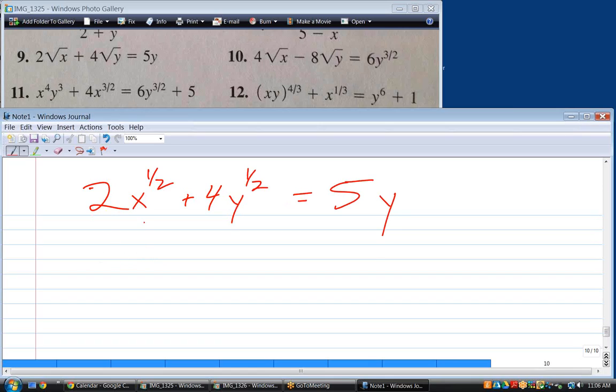All right. What should I write next? Would it be 1x, to the what power? To the negative 1/2. So x to the negative 1/2, okay. And then 2y to the negative 1/2, and then y prime. And then 5, and then y prime, yeah. Okay. Now what?